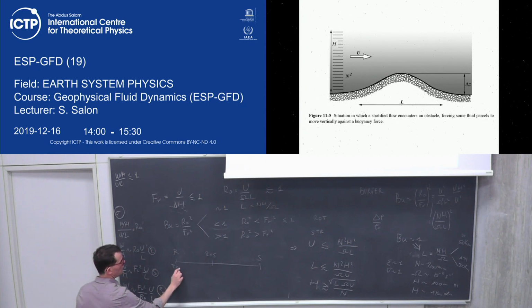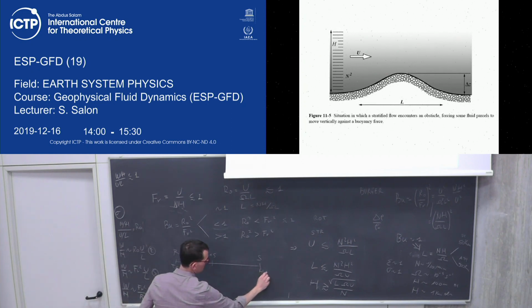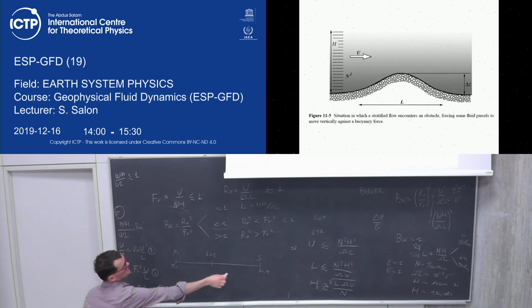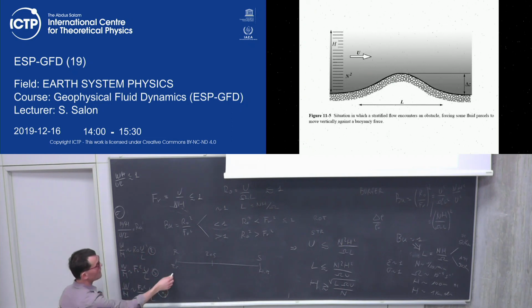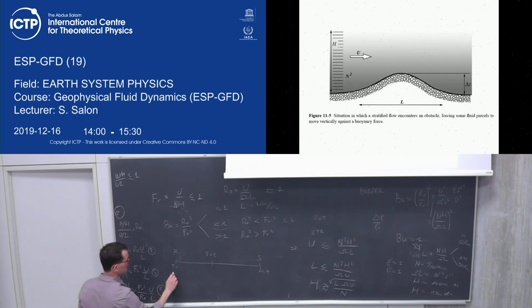Here we have the Taylor column. Here we have the horizontal blocking. And of course, most of the phenomena will occur here, okay? So when we are close to the Taylor column, Rossby is much smaller than 1, and we can say that omega over h is practically 0.